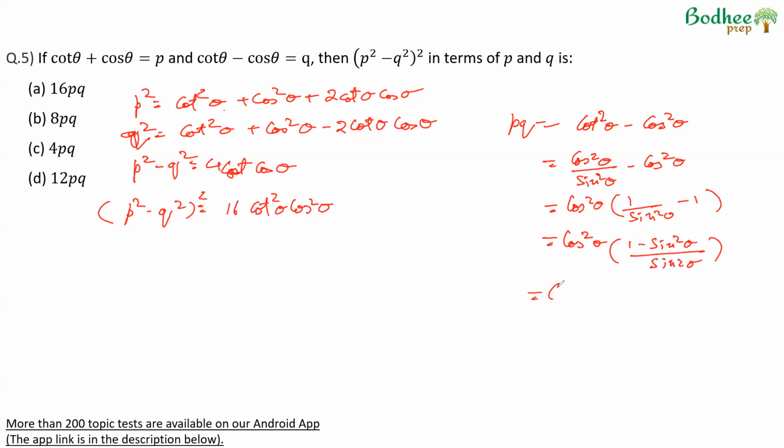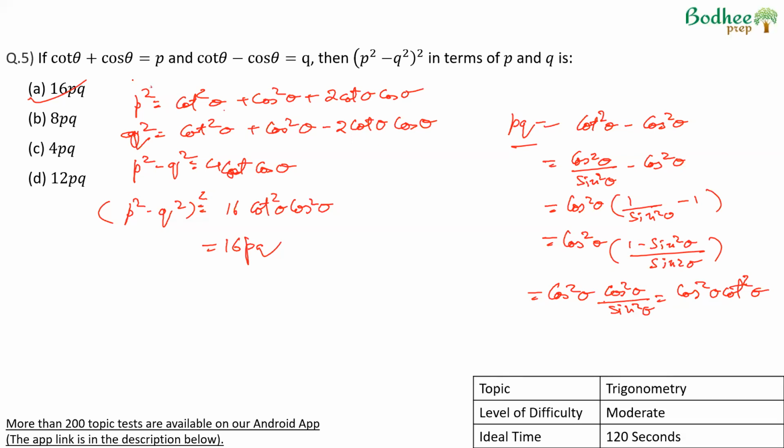1 minus sin square theta is nothing but cos square theta. And cos square theta upon sin square theta is nothing but cot square theta. Therefore, the value of PQ is cos square theta cot square theta, that we can replace here and get this as 16 PQ. Option A becomes the answer. Level of difficulty, probably moderate-ish, 2 to 2.5 minutes to solve.